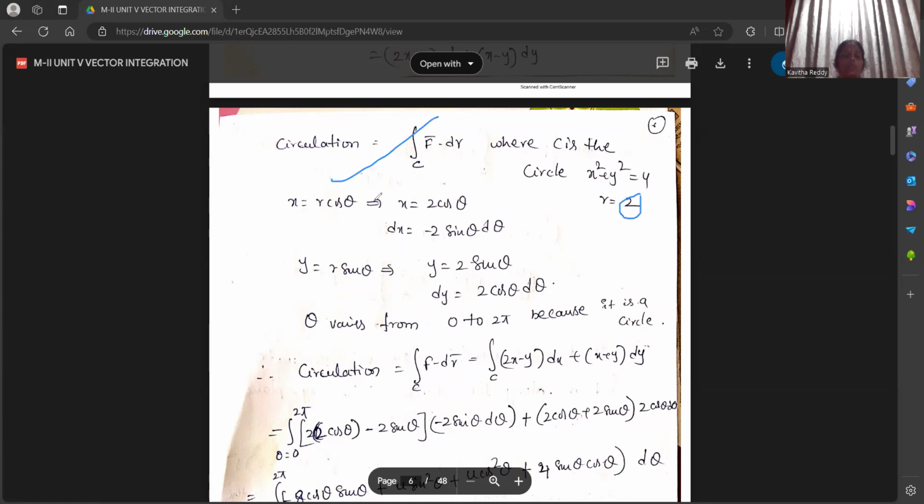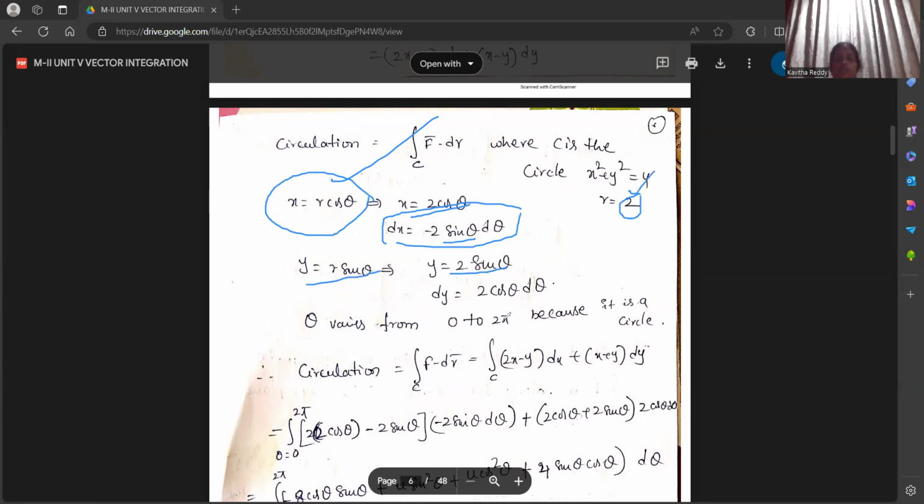Now we'll write the polar coordinates. x equal to r cos theta, y equal to r sin theta. Differentiate with respect to theta, then what do you get? dx equal to minus 2 sin theta d theta. In place of r you need to substitute 2. Then y equal to 2 sin theta, because here r is 2. That's why dy equal to 2 cos theta d theta.